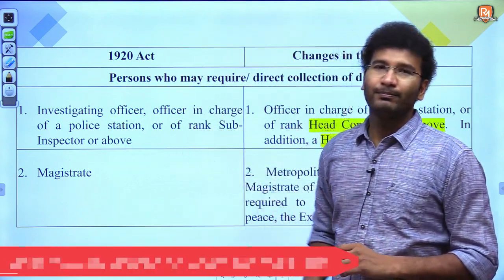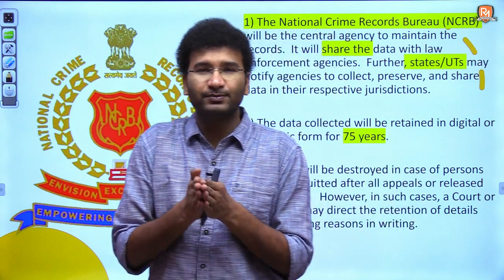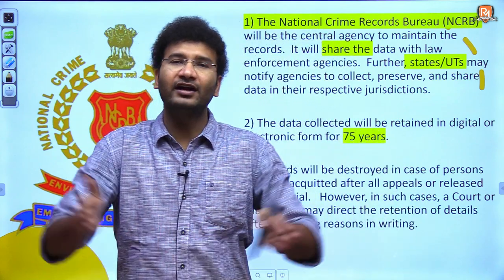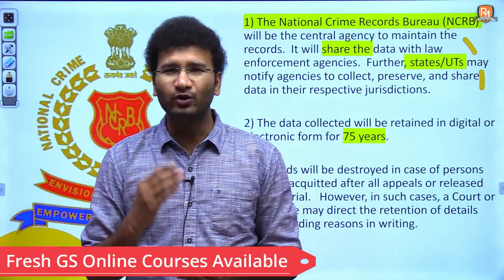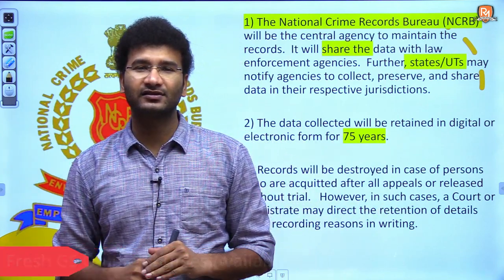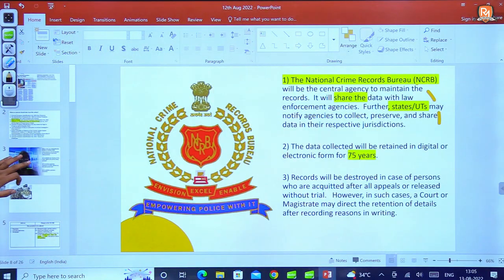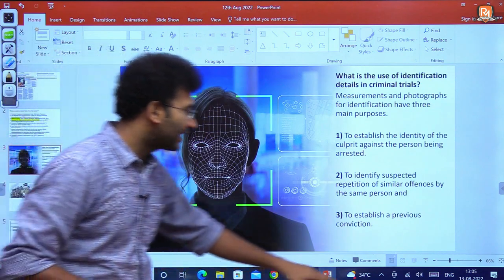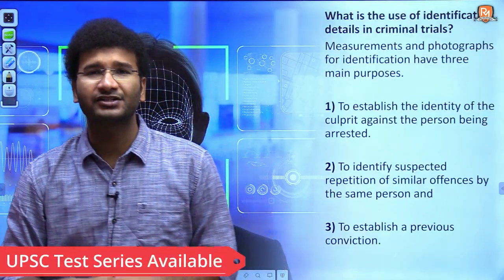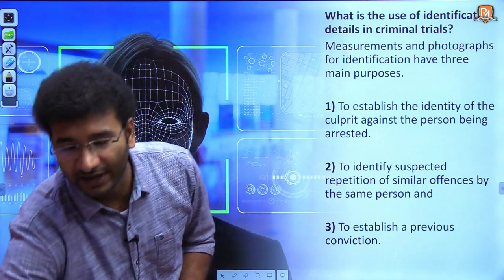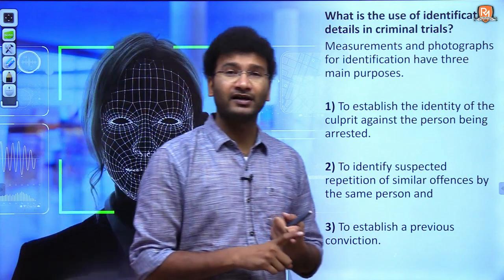Earlier it was only the magistrate. In simple terms, this act has widened the scope of the police to collect the samples. Now, why do we need this act in the first place? The rationale given by the government for framing this act is that the Prisoners Identification Act was made way back in the year 1920. The technological advancements back then were different.